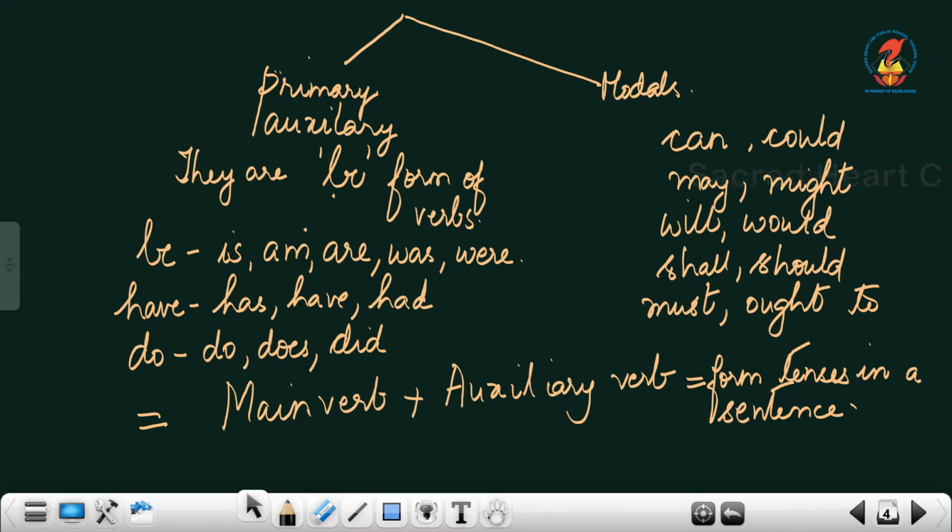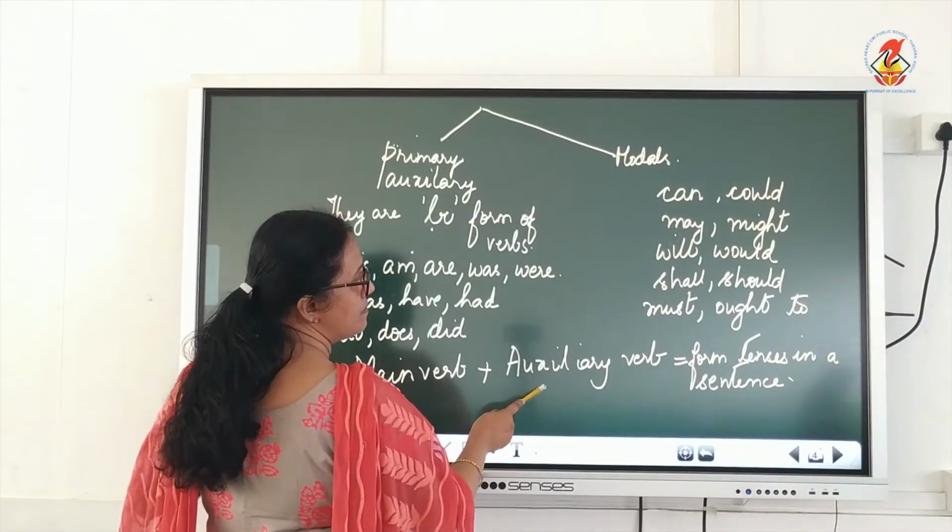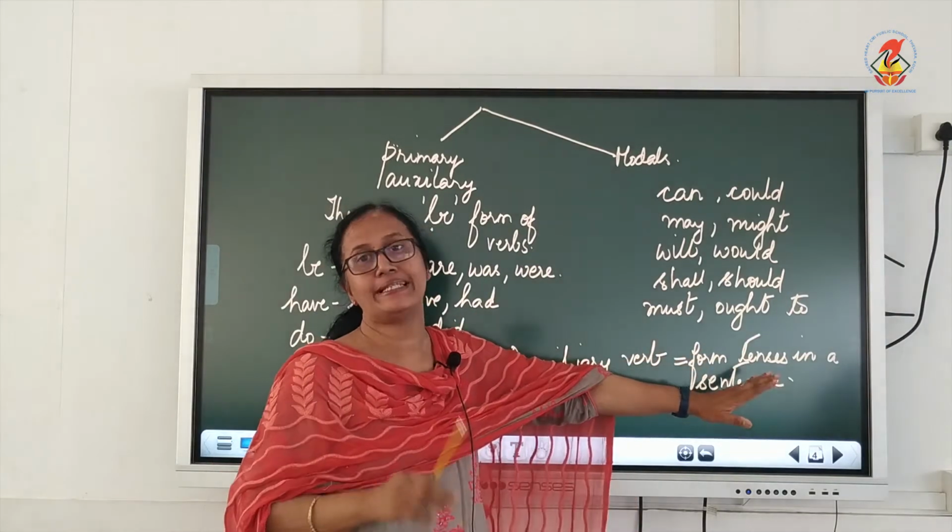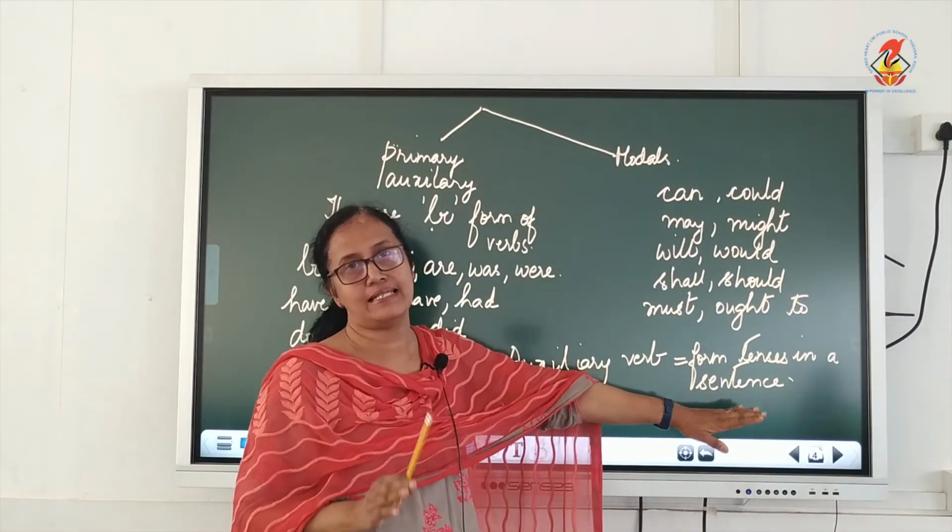And then of course you have the modals. Modals are can, could, may, might, will, would, shall, should, might, or ought to. These two are some very rarely used modals. The main ones used are can, could, may, might, will, would, shall, and should. The combination of the main verb along with the auxiliary verbs helps us to form tenses in a sentence.